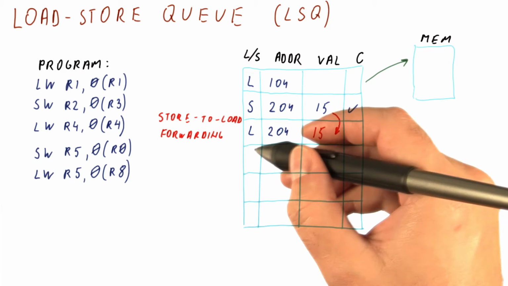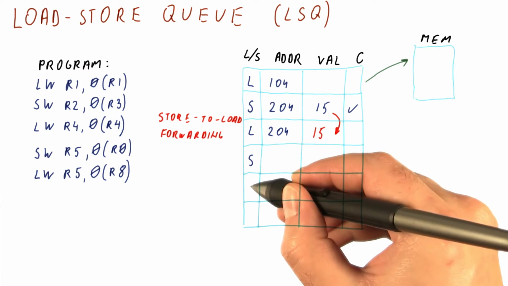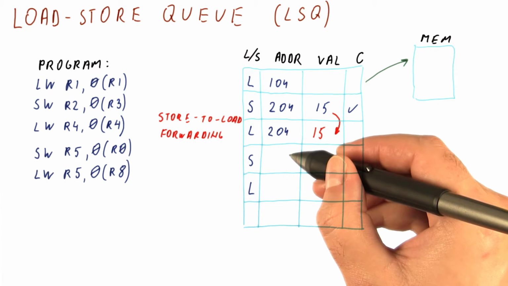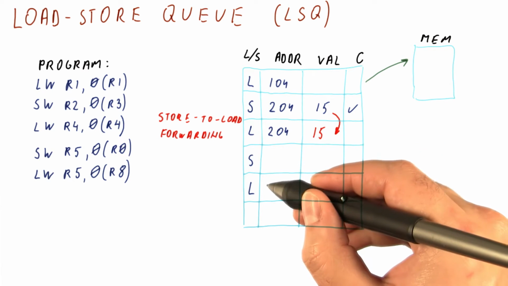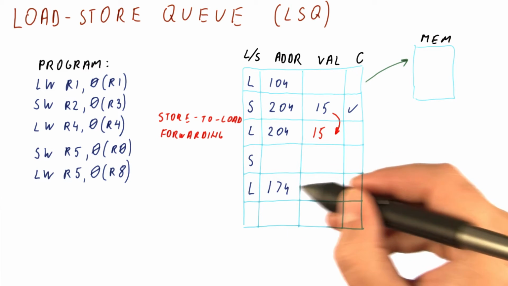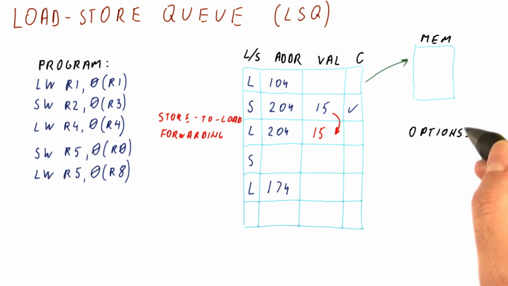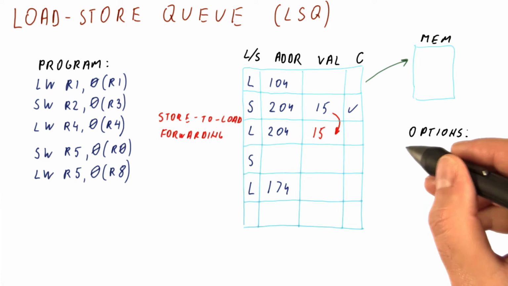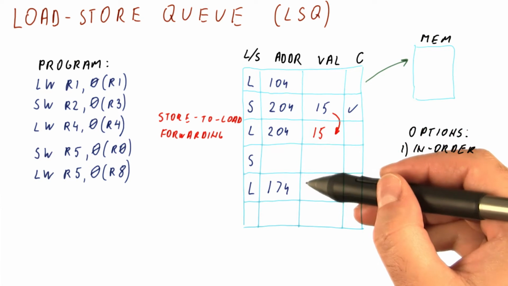It is entirely possible that, for example, for this store and this load, the store doesn't have the address at the time when the load produces the address. And now what do we do? The options for this situation are make loads and stores execute in order.